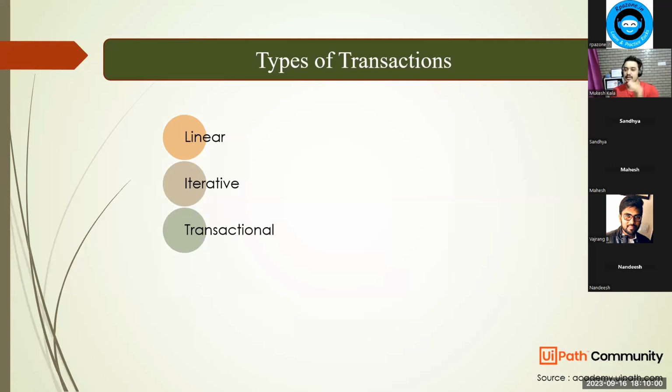Robotics enterprise framework is built to work on transactional. But before you understand what exactly transactional is, you need to understand what a transaction is and why we even worry about transactional processing in the first place. The first thing is that a transaction is the step-by-step manner in which you complete any task. The second point to remember is that transactions are of three types: linear, iterative, and transactional.